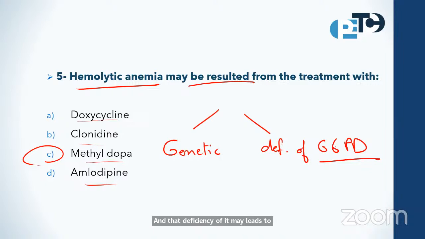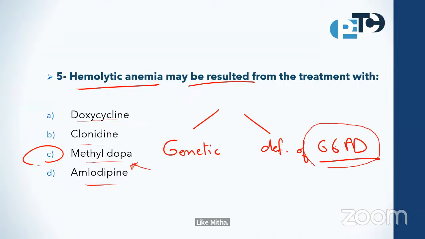Some drugs will lead to deficiency of this enzyme, like what? Like methyldopa, like levodopa, like the cephalosporins may lead to these deficiencies. Okay, so it may lead to hemolytic anemia due to the deficiency of this enzyme.